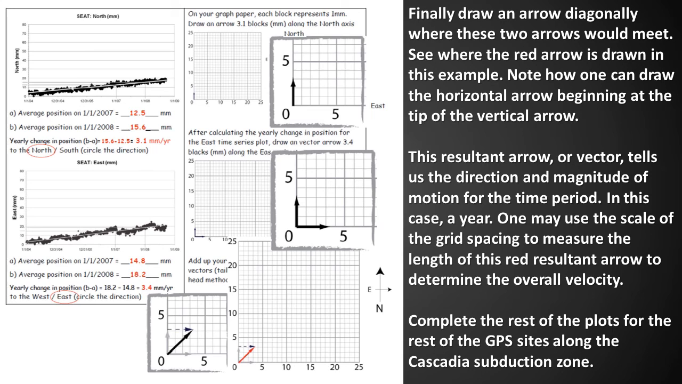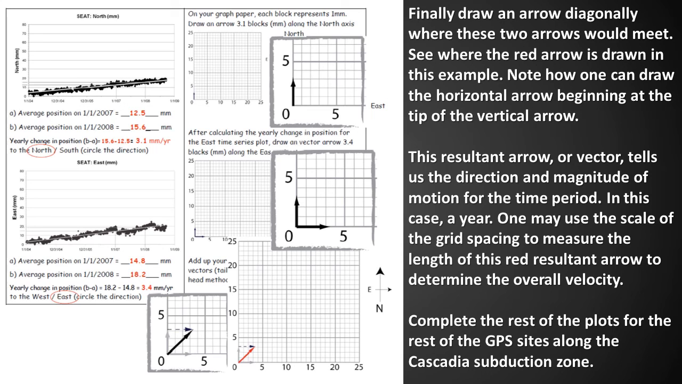See where the red arrow is drawn in this example? Note how one can draw the horizontal arrow beginning at the tip of the vertical arrow. This resultant arrow, or vector, tells us the direction and magnitude of motion for the time period, in this case a year. One may use the scale of the grid spacing to measure the length of this red resultant arrow to determine the overall velocity.